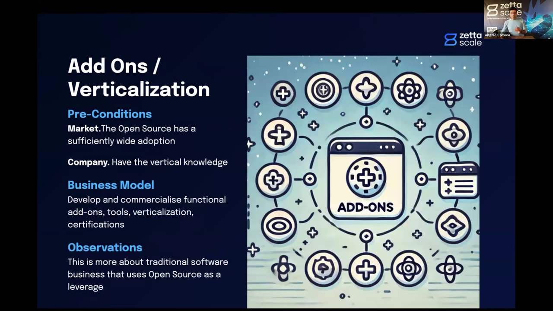Second possibility is add-ons, verticalization. What is the precondition? Well, once again, you need to make sure that the open source project has sufficient wide adoption. And if you want to do verticalization, you need to have that vertical knowledge. I could take something like Zeno and verticalize it to automotive as an example. How could I do that? Well, do specific development for automotive and do certification. That's one example, and those things then would be a part of the commercial offering. It could be add-ons like tools and so on and so forth.